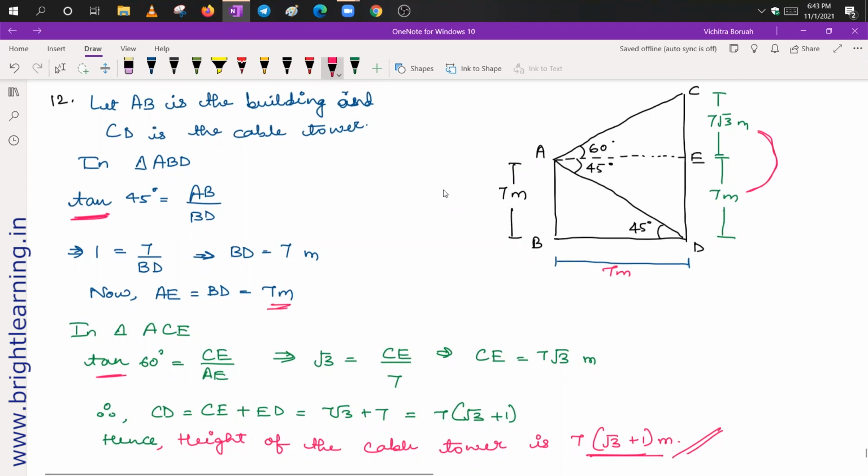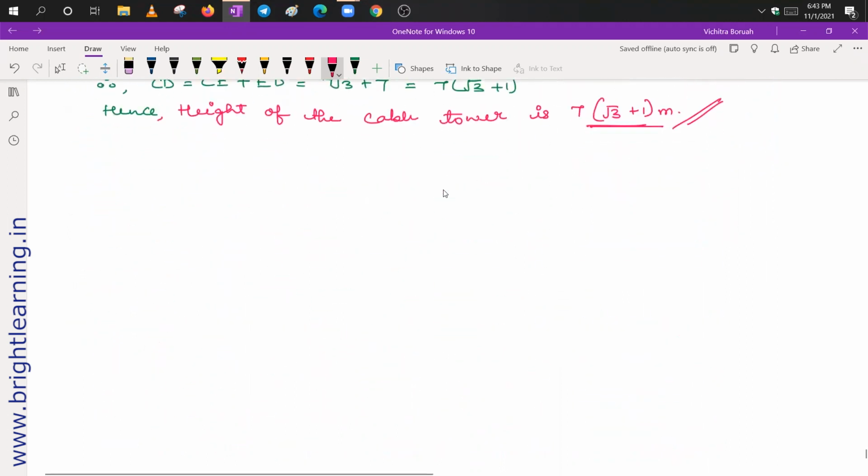So now let's move on to the next question, that is question number 13. In question number 13, it is given that as observed from the top of a 75 meter high lighthouse from the sea level, the angles of depression of two ships are 30 degrees and 45 degrees. If one ship is exactly behind the other on the same side of the lighthouse, find the distance between the two ships.